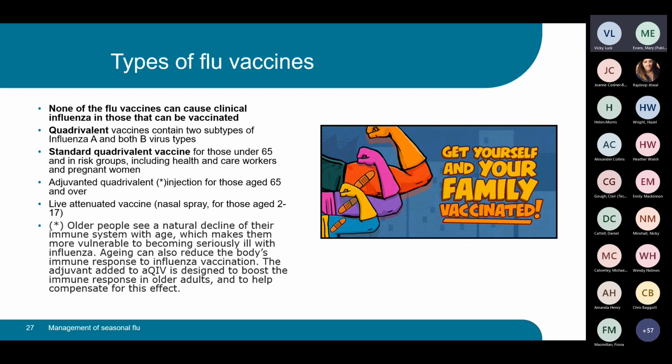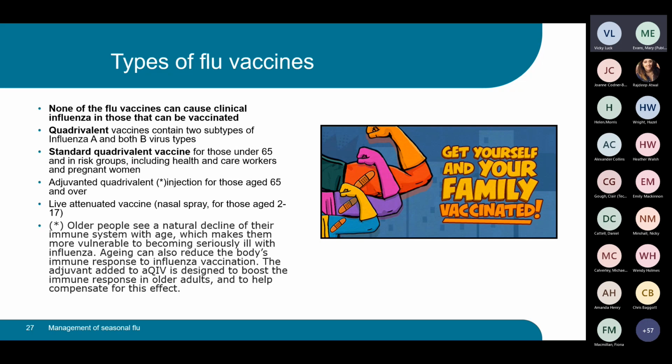And the reason for the difference is that in older people, we see a natural decline of their immune system with age, which makes them more vulnerable to becoming seriously ill. It can also reduce the body's immune response to the flu vaccine, and therefore the adjuvant is added. It's designed to boost the immune response and to help compensate for that naturally reduced immunity of those aged over 65.